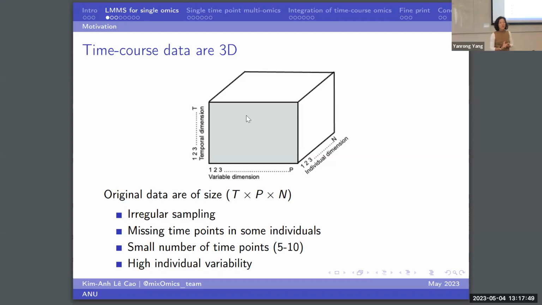And then you have the samples, as I said, if you have 50 individuals and they're all divided into two groups, so usually you may have 25 sick and 25 not sick. That's the size you should expect. The problem is, of course, that the sampling is irregular. Often when we work in microbiome, in gut microbiome, we get fecal samples. People don't often send their samples, so sometimes they miss out the time point. And the number of time points is small, and the individual variability is high.